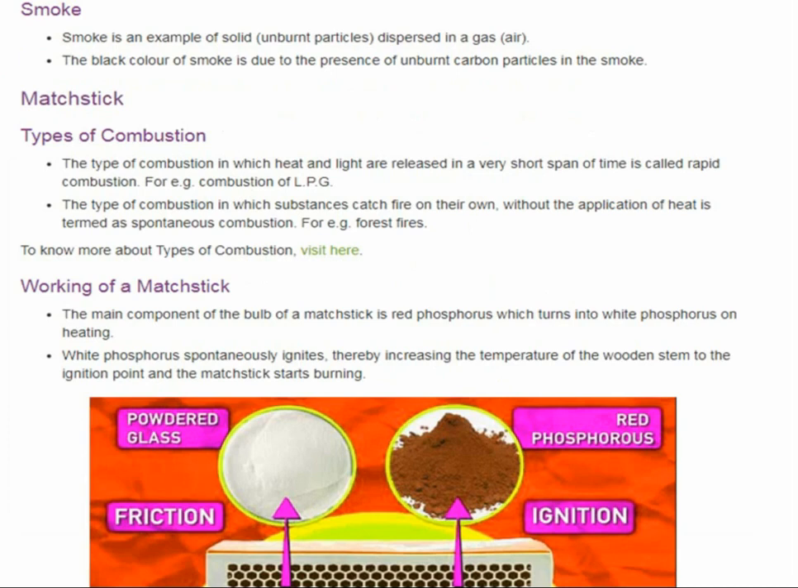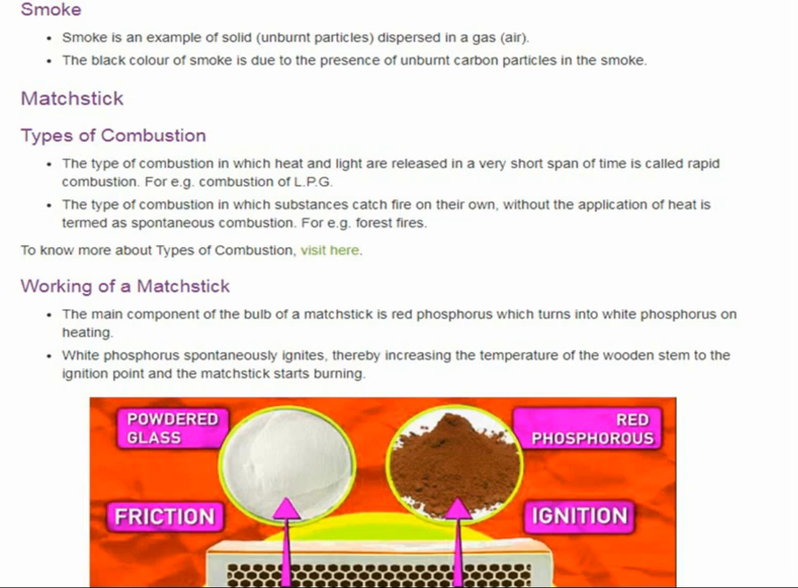Now, the second structure is matchstick. So now we are going to talk about how a matchstick works. The types of combustion. So first we are going to talk about what are types of combustion. The type of combustion in which heat and light are released in a very short span of time is known as rapid combustion.